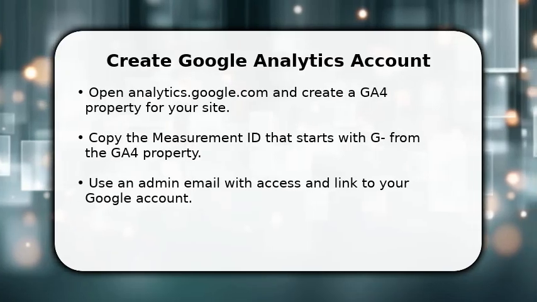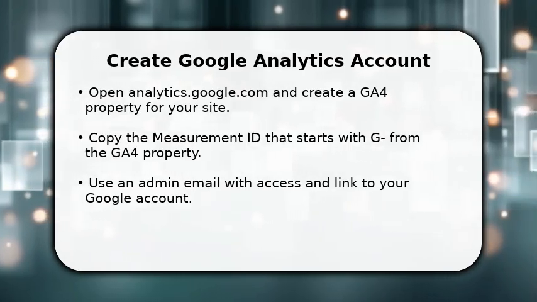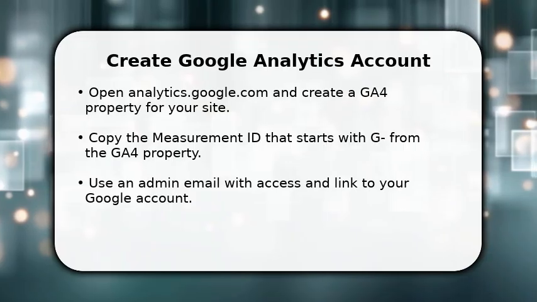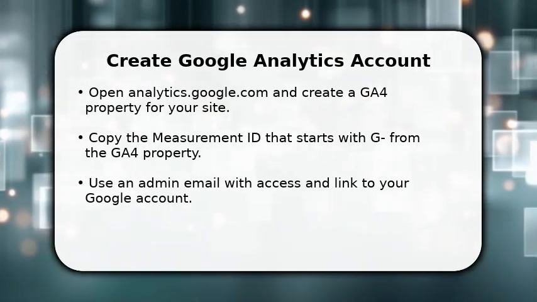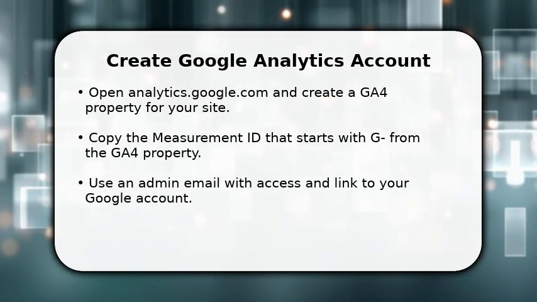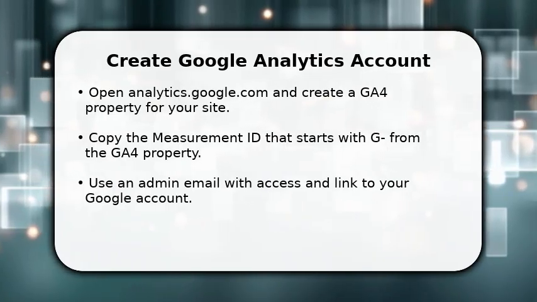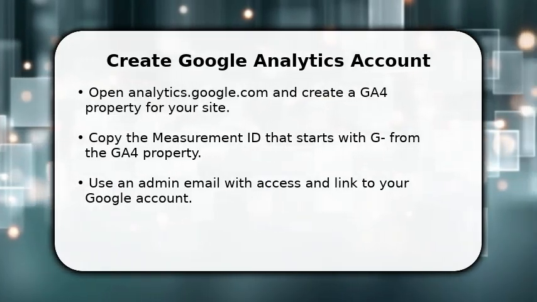Open Analytics.Google.com and sign in with your Google account now. Create a new GA4 property for your WordPress site in the admin panel. Enter your website name, time zone, and currency during setup to match reporting.